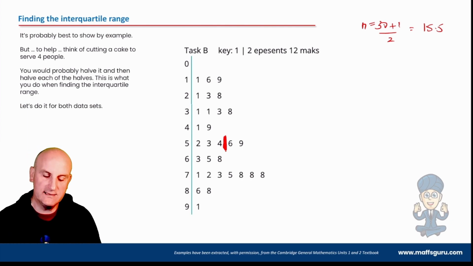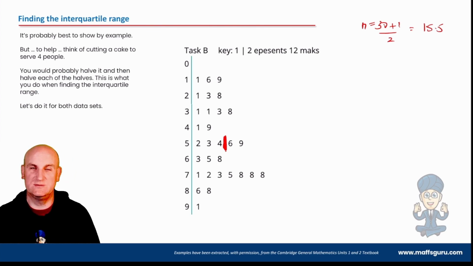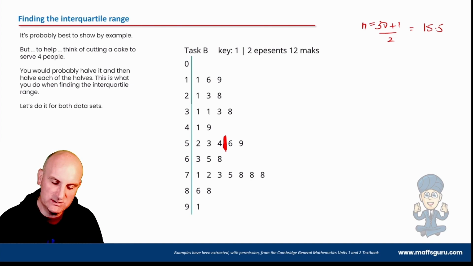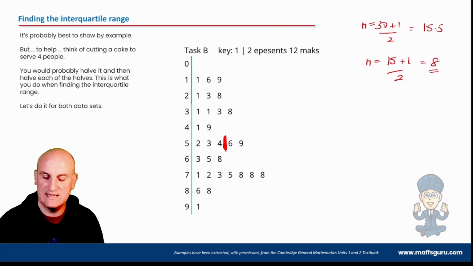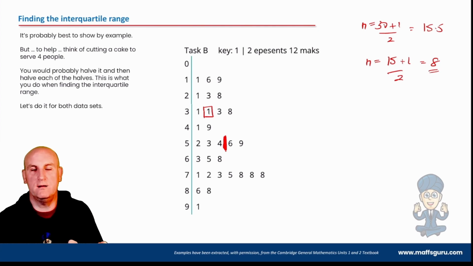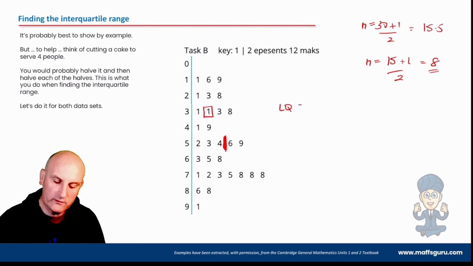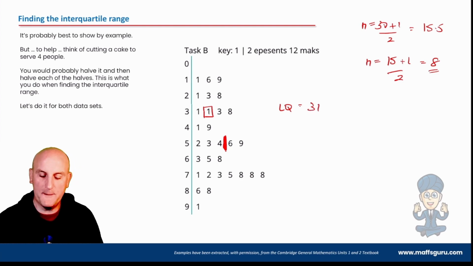So now let's look at my bottom half. Again, we knew that previously it was the 8th number in. Let's just check, because the bottom half again had 15 data items. I'm going to add 1, divide by 2, which gives me 8. So it's the 8th number in. So 1, 2, 3, 4, 5, 6, 7, 8 gives me this value here. So the middle part of the bottom half, otherwise known as the lower quartile, is basically 31.